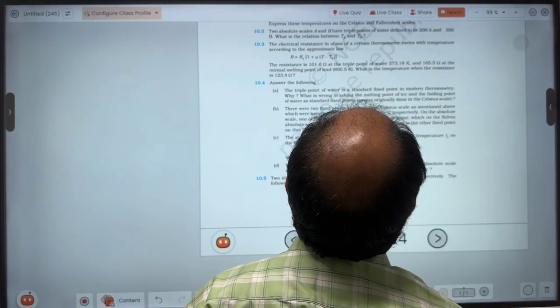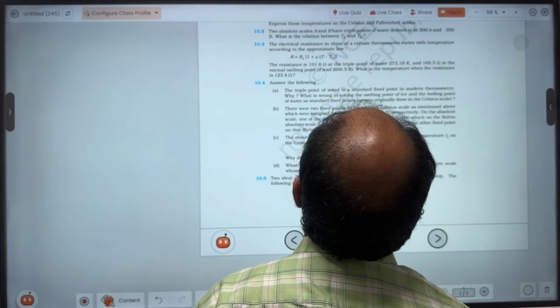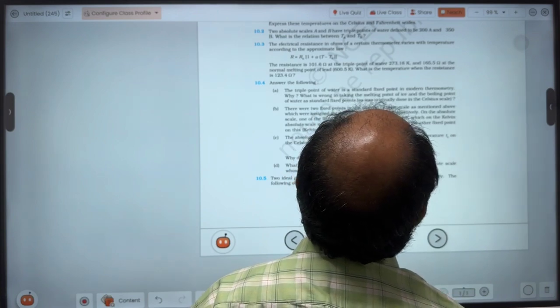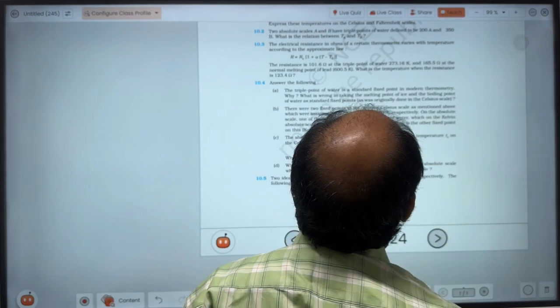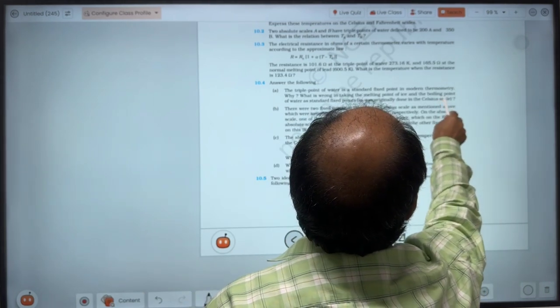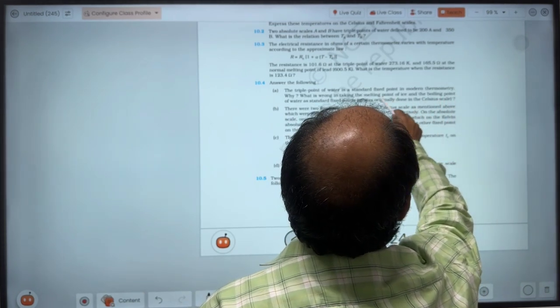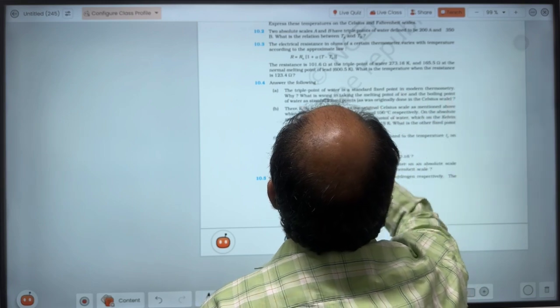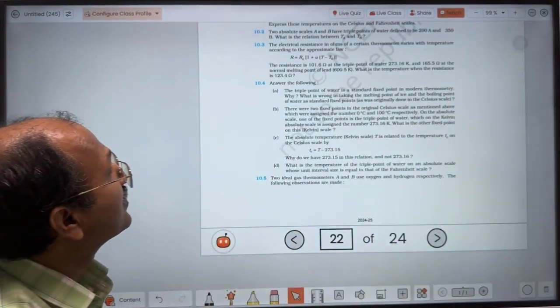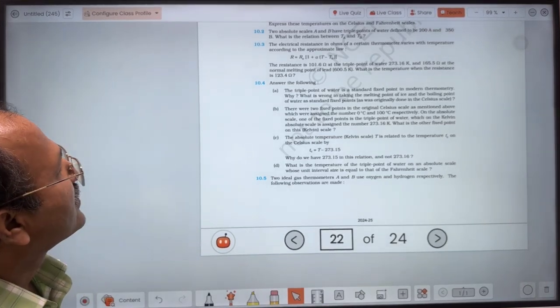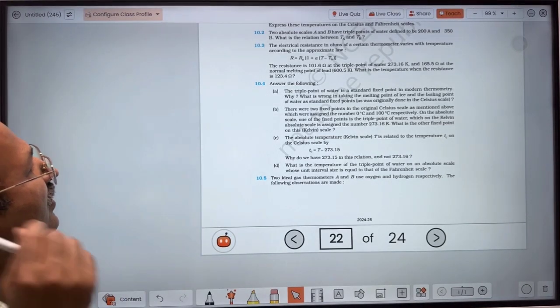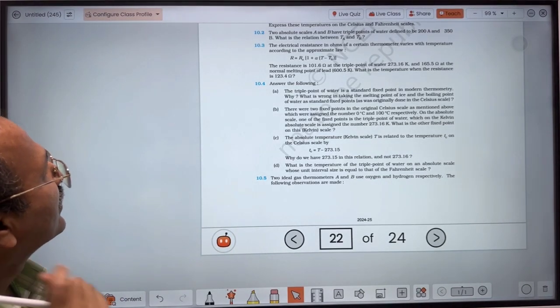Theory question: the triple point of water is the standard fixed point in modern thermometry. Why? What is wrong in taking the melting point of ice and the boiling point of water as standard fixed points? So it is obvious. These points, like the melting point of ice or the boiling point of water, may change with change in pressure, but the triple point of water will remain fixed. It means it is independent of external conditions.